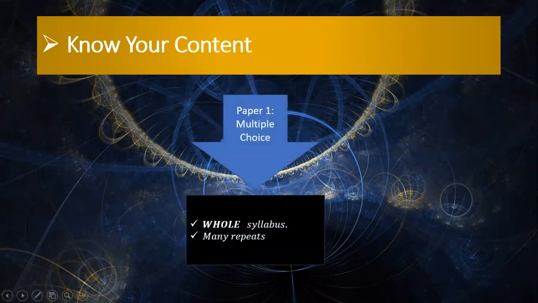What about the content? As I said before, the content consists of the whole syllabus, and there are many repeats of the multiple choice questions, and that's a big part of technique as well. So multiple choice questions come from any part of the syllabus. That's very important.